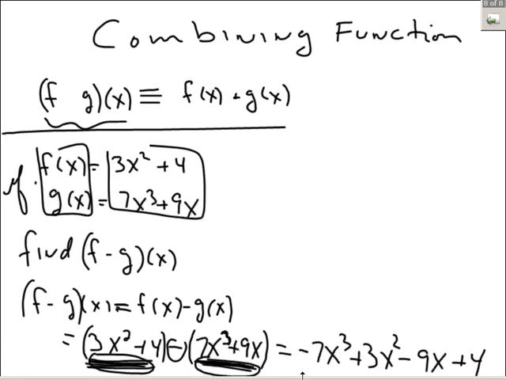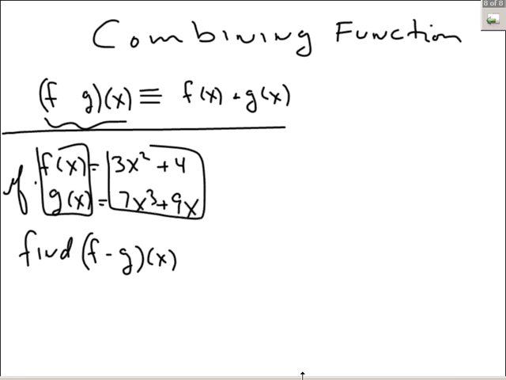Now, if instead of subtraction, we have a dot in between, I'm at the very top now. If we have f dot g of x, that just means the times. It means this times that. That's all it means. So, if you're given those same two functions, and they ask you to find f dot g of x, it's pretty simple.